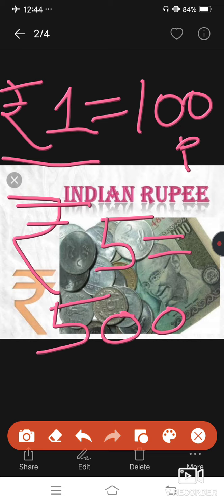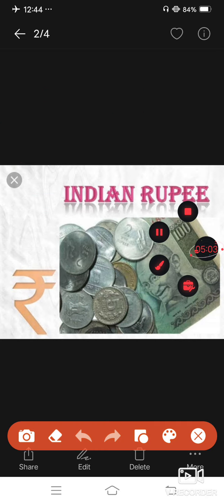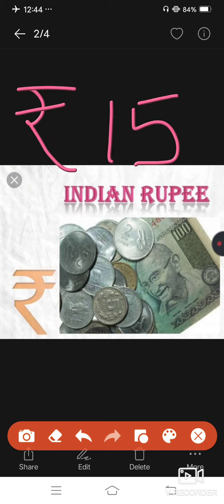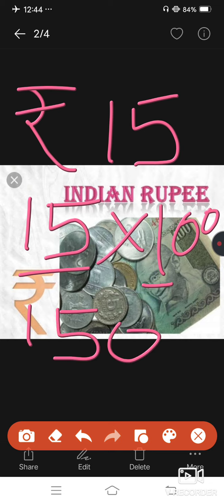Okay, so now let's see if we have to convert 15 rupees into paise. Rupees 15, and we have to convert it in paise. So 1 rupee is equal to 100 paise. So for 15 rupees, multiply this 15 by 100. So 15, and here 2 zeros. We have to add 2 zeros with 15. That means 1500 paise.